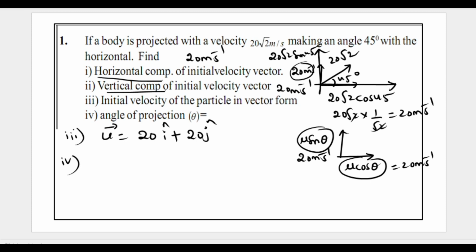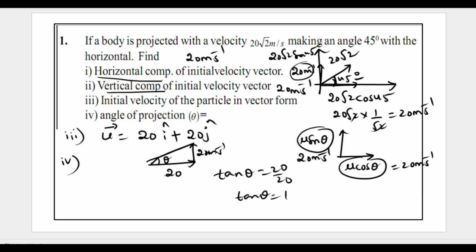Next, the fourth one, angle of projection. Here the angle of projection is already mentioned, that is 45 degrees. Otherwise, this is the initial velocity of 20 meter per second. This is a right angle triangle, this is theta. The opposite and adjacent sides are equal, 20 and 20, so we can write tan theta is equal to 20 by 20, that is equal to 1. If tan theta is equal to 1, then theta is equal to 45 degrees. Clear, children? Next, go to the second question.